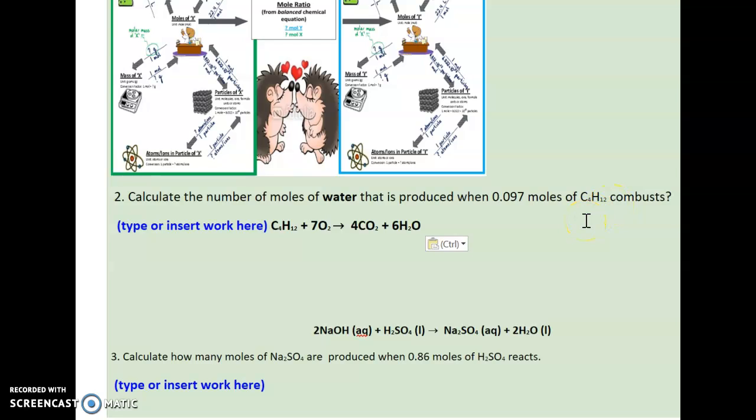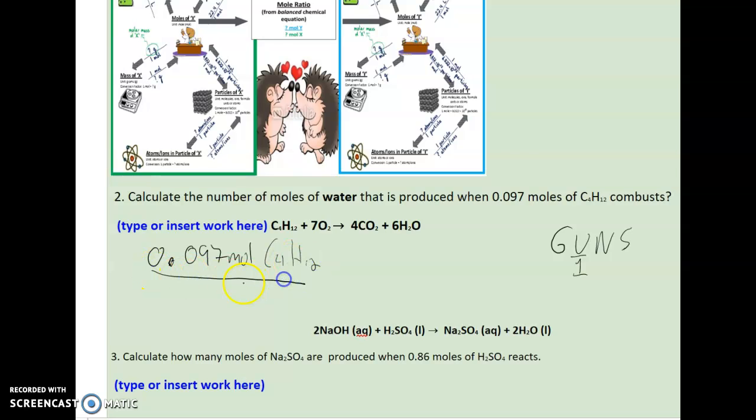So let's start with our acronym again. GUNS: get our givens, put a 1 underneath it, fill in the rest of our numbers, and then we're going to solve it. All right, so before I'm not even going to turn my brain on yet, I'm just going to write down my givens. It's only giving me 1 for now, so I'm just going to write down 0.097 moles C4H12, right, and I'm going to put it over 1.